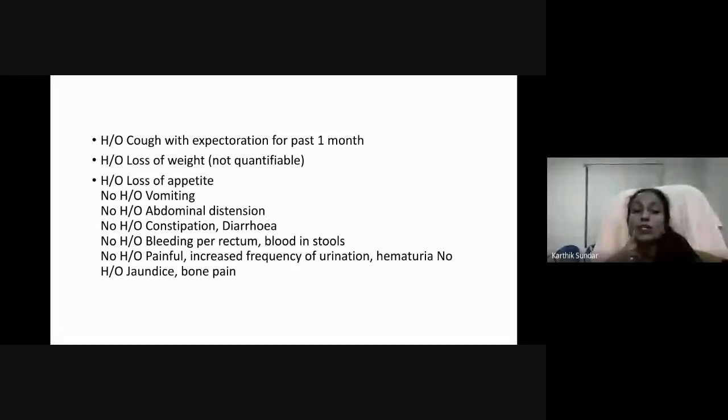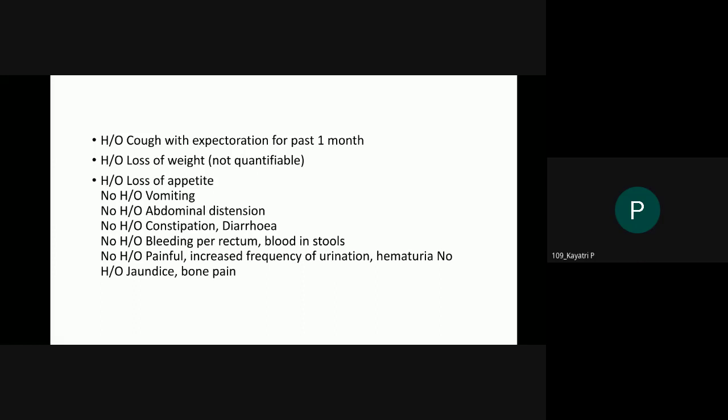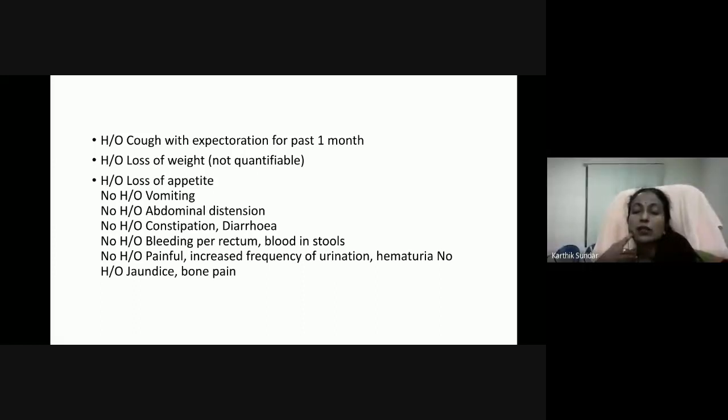Abdominal tuberculosis is secondary to pulmonary tuberculosis. Can you hear me? Yes, ma'am. But it can be primary also. That is rare. Usually it is secondary to pulmonary tuberculosis.